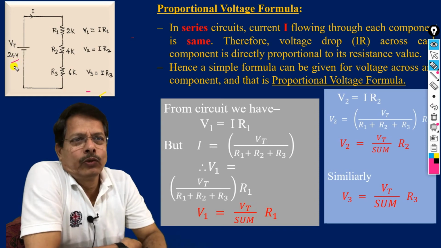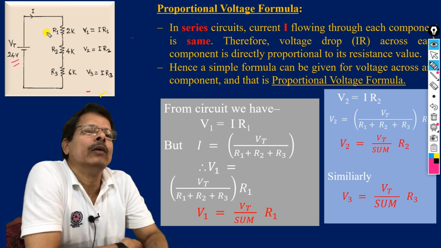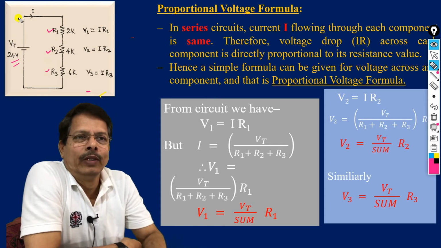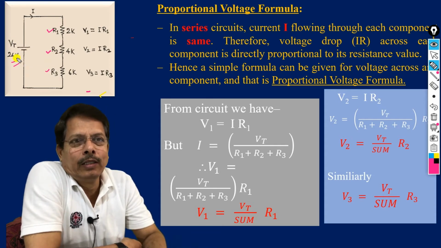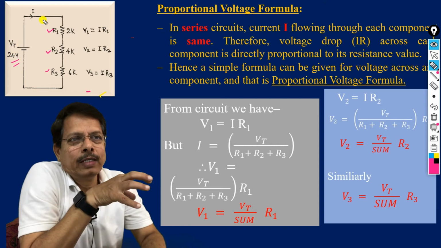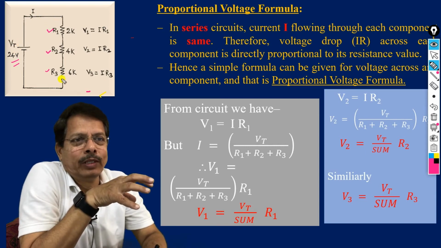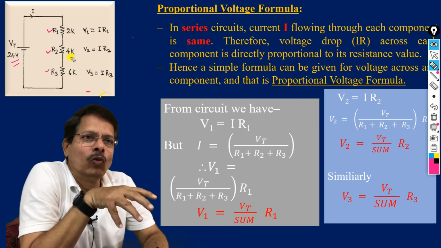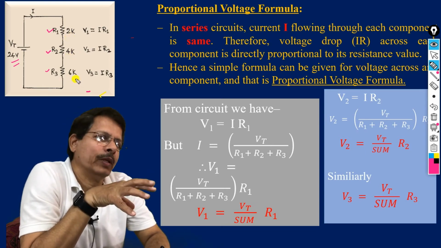Suppose this is the voltage source, 24 volt, and to it I have connected R1, R2, R3. They are in series, and this 24 volt source or battery is connected to this series combination. And I have also taken some values: 2 kilo ohm, 4 kilo ohm, 6 kilo ohm.